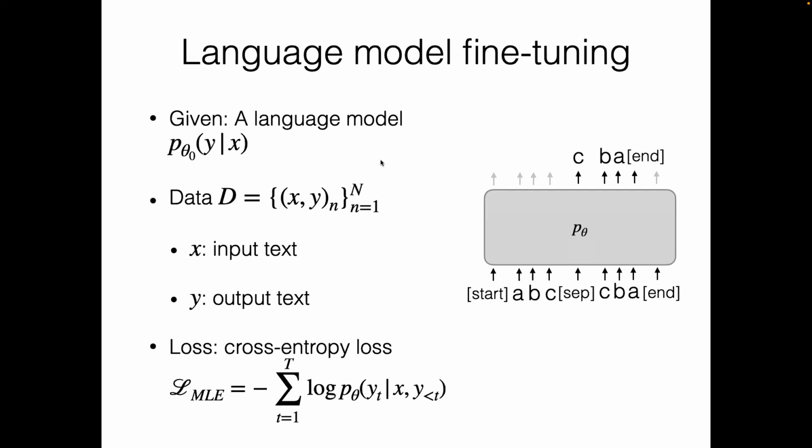And here's the picture. The input will be this start token, ABC, up to this separator, and then the output will be this CBA, up to the end token. So can anyone say what the task is in this case?